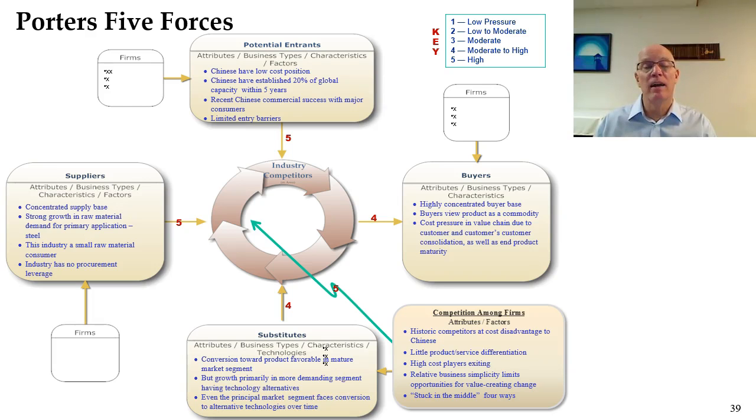Buyers, again: how do I tie these things together? How do I get the product from the different organizations? Competition among firms is the whole idea of working with and against other companies to try to get the same customer base, and then the suppliers and the substitutes. Substitute is kind of an interesting thing.